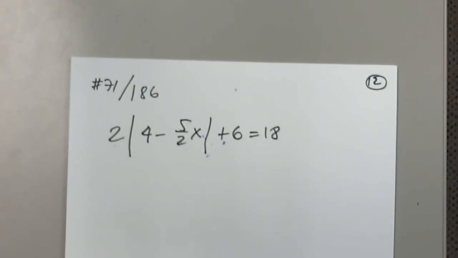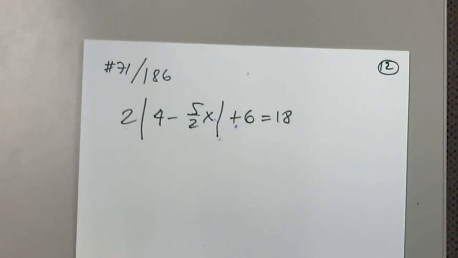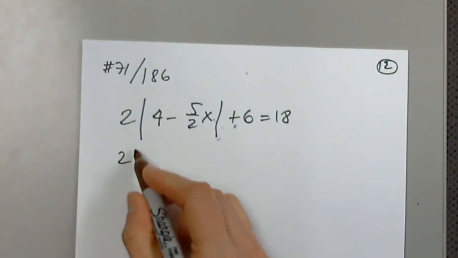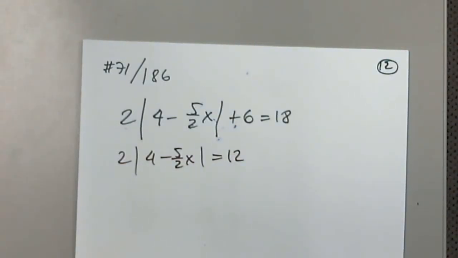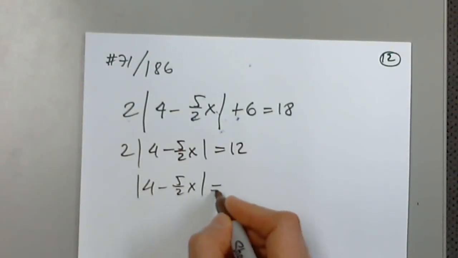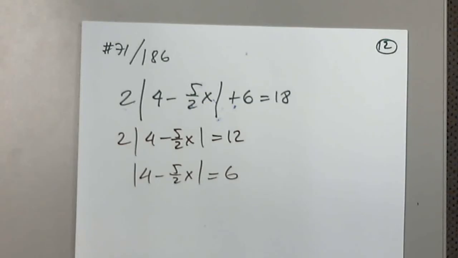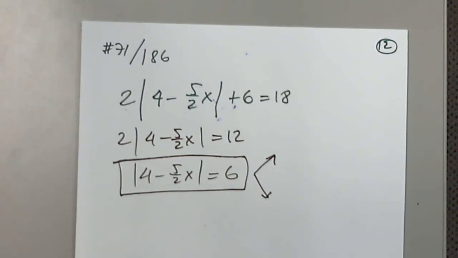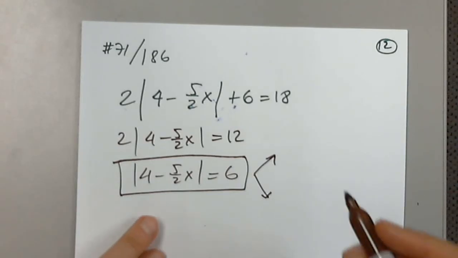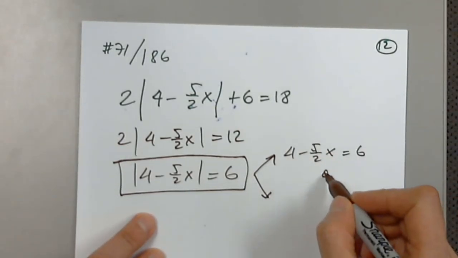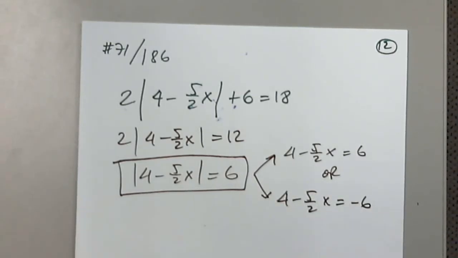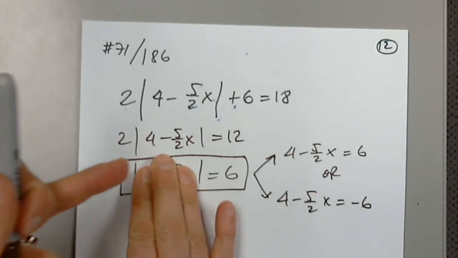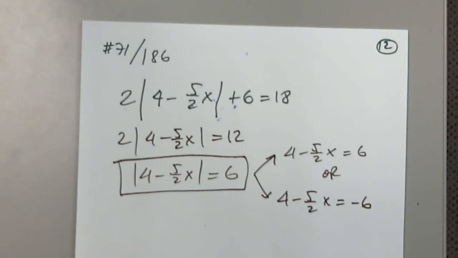Okay, so what do we do here? Subtract 6. Absolutely. Thank you. Divide by 2. Absolutely. I have to clean it up. Right now, I have to present two options. I can't do anything else to this. This is done. So what are the two options? The equation inside: 4 minus 5 halves x equals 6, or equals -6. Very good. So these are the only two possibilities. The inside is 6 so that the absolute value is 6, or the inside is -6 so the absolute value is 6. Very good. Awesome.